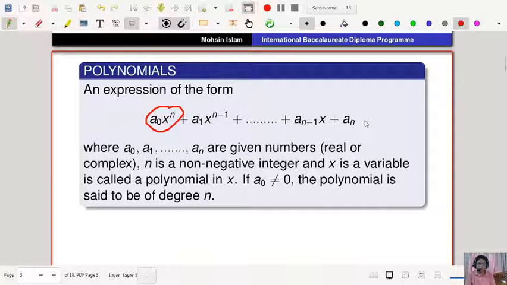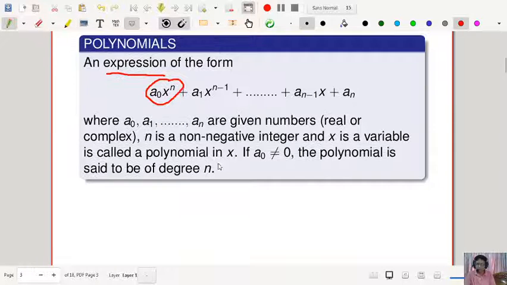There is no zero, it is not actually equal to zero. That means it is not an equation, it's a polynomial expression where a naught, a1, an are given numbers. They may be real, they can be complex. I will tell you later on what the complex numbers are. So n is a non-negative integer. Look at that. What about n? n is a non-negative integer, and x is a variable, and this expression is called a polynomial in x.